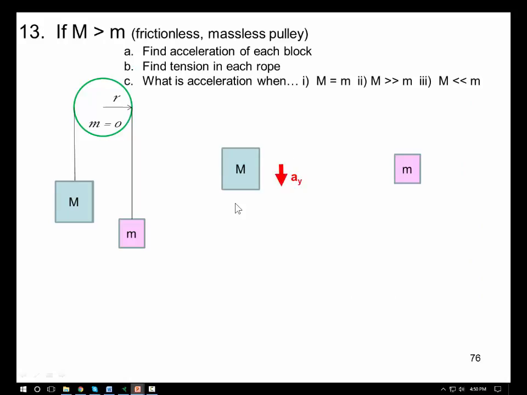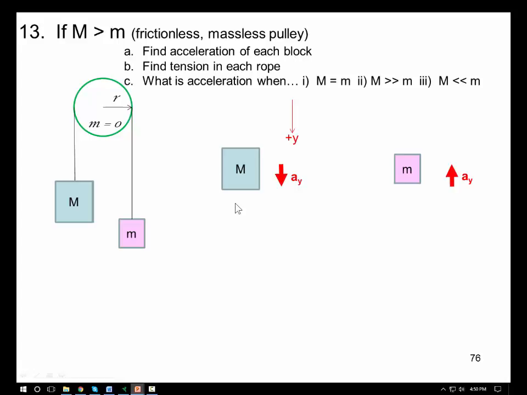I'll start with the capital M block. And you'll notice instead of using subscripts, I'm actually using capital versus small letters. So I'm going to assume that M is larger, so the object M will be moving downward. So I'll take that as my preferred direction, as downward plus y is in the downward direction. For the second object, the small m, that one, of course, will accelerate upward.